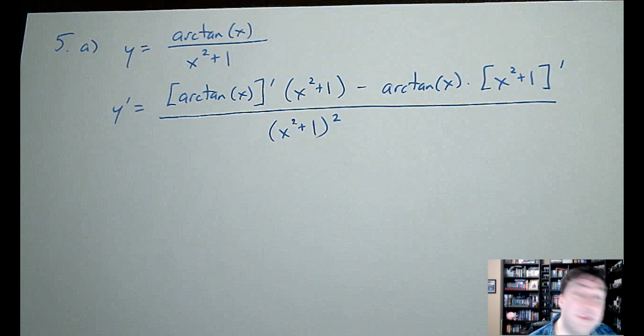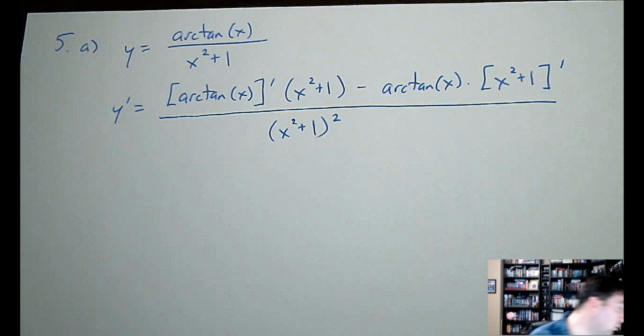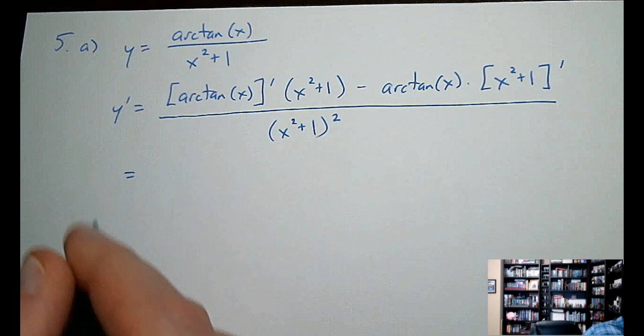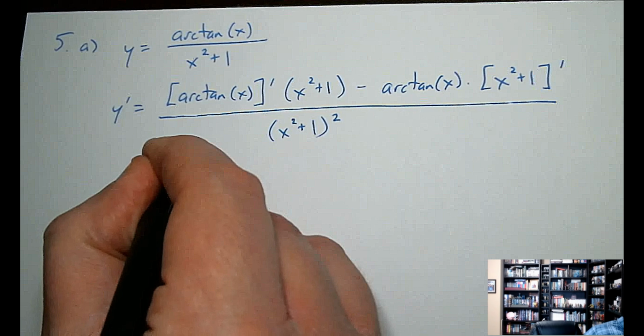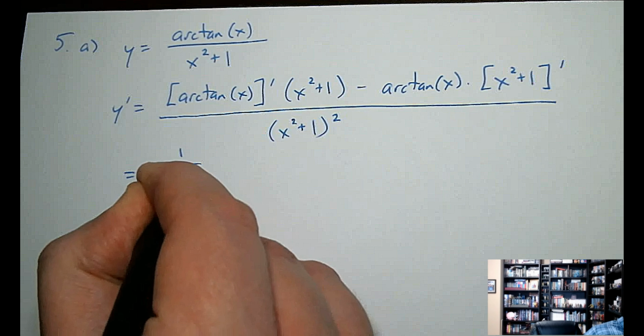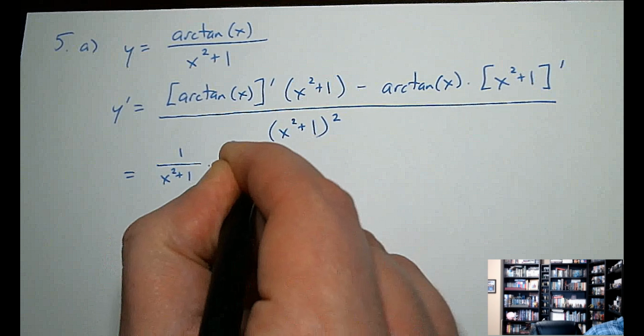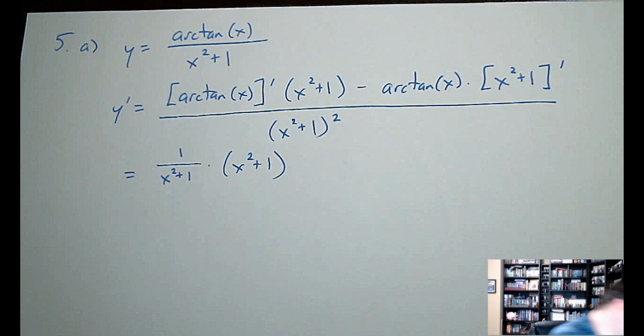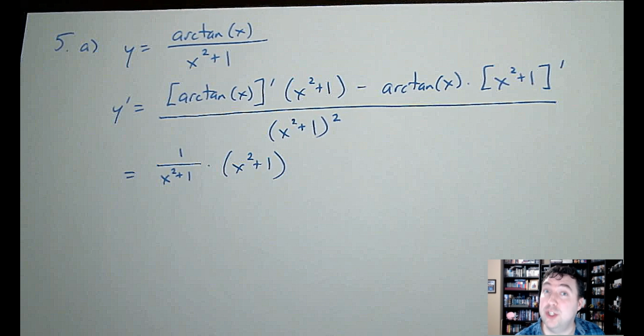Fortunately, these are both simple derivatives, no need for the chain rule or anything like that. You just have to remember that the derivative of arctan x is 1 over x squared plus 1. And then we're going to multiply that by x squared plus 1. Well, that should simplify nicely.